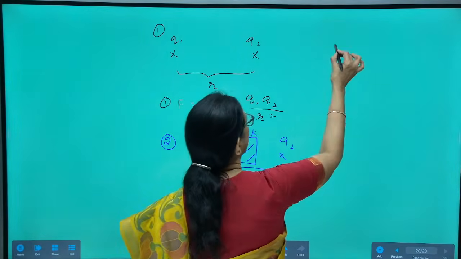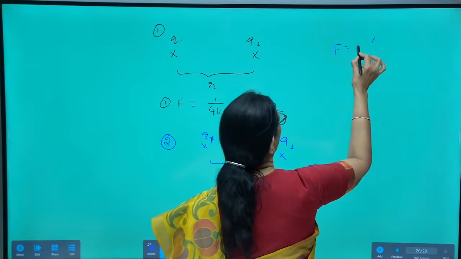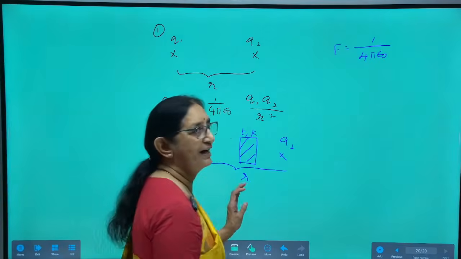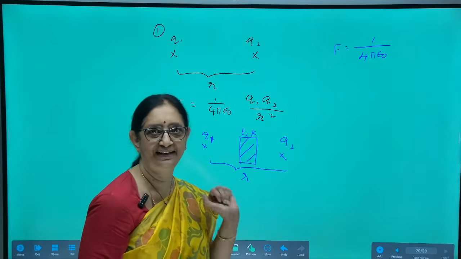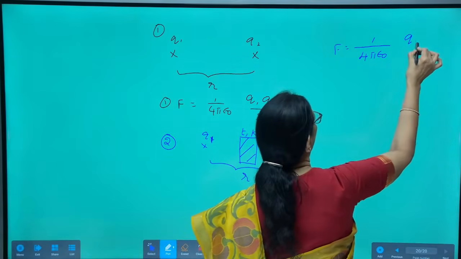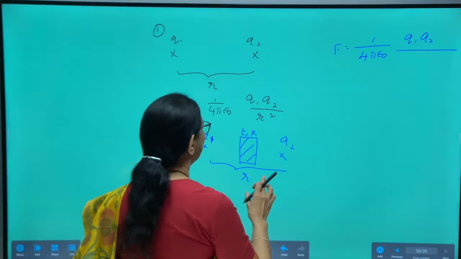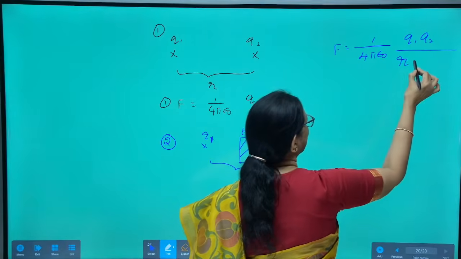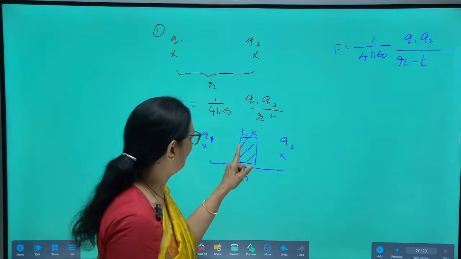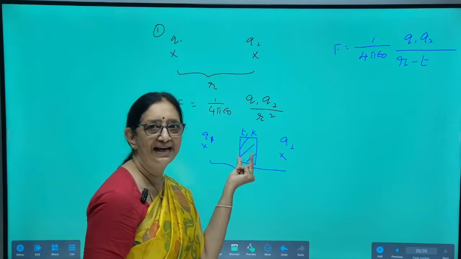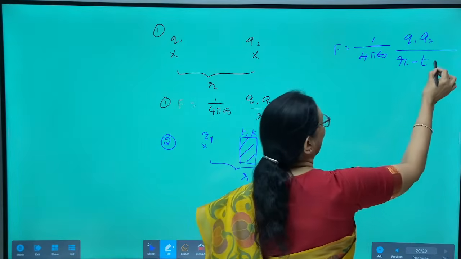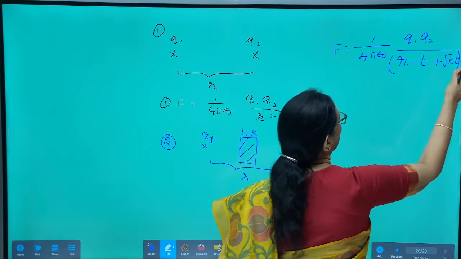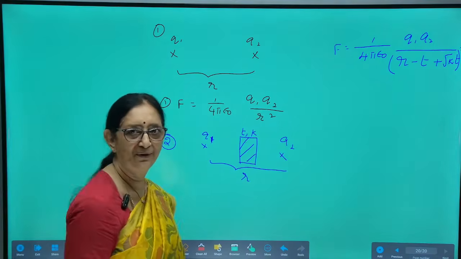From Coulomb's law, F is equal to 1 by 4 pi epsilon naught, meaning you are considering the entire thing as air. Then you see what happens. Q1 Q2 by, what is the air thickness left? R minus T. Air thickness left is R minus T. And now this dielectric slab of thickness T is equivalent to an air thickness of root K into T, whole square. That is the expression. Do you understand?